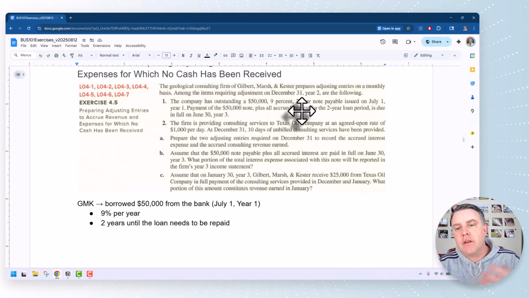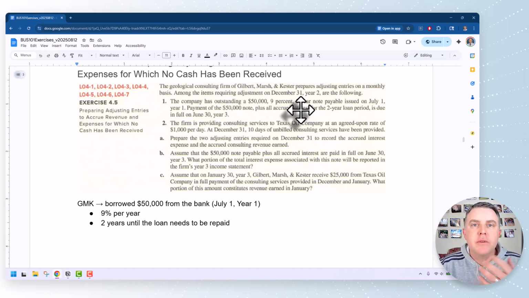So the interest is the charge for taking the loan. This is what the bank is charging GMK. So we're not making payments on the interest during the loan. We're paying it at the end of the loan when we repay the amount that we borrowed. So the $50,000 plus all the interest, it's all due June 30th, year 3.